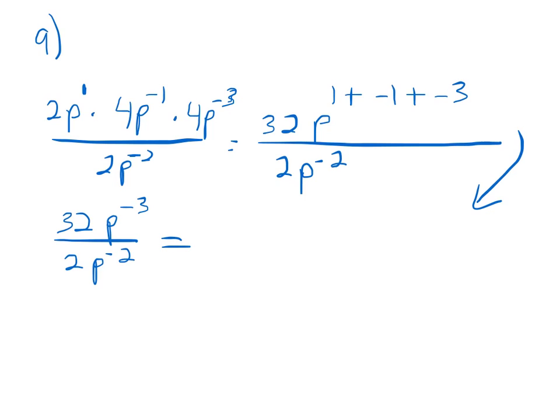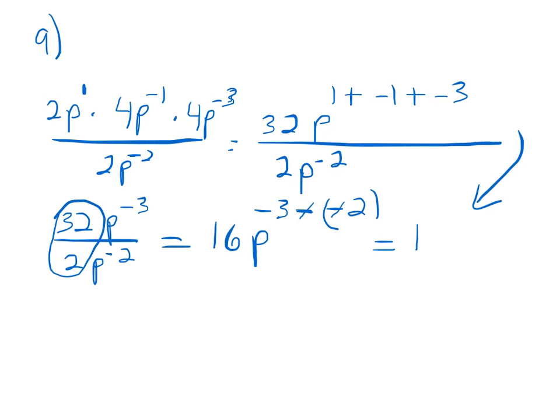Okay. Now, what do you do with these coefficients? 32 divided by 2 would give you 16. P to the, when I'm dividing, I subtract. So negative 3 minus negative 2. So important that you keep this minus, and I like to put this negative 2 in parentheses. Okay? What happens with this? Turns into plus positive. So you end up with 16p to the negative 1. Okay? Are you done? No, you have negative exponents. You cannot have a negative exponent in your answer.